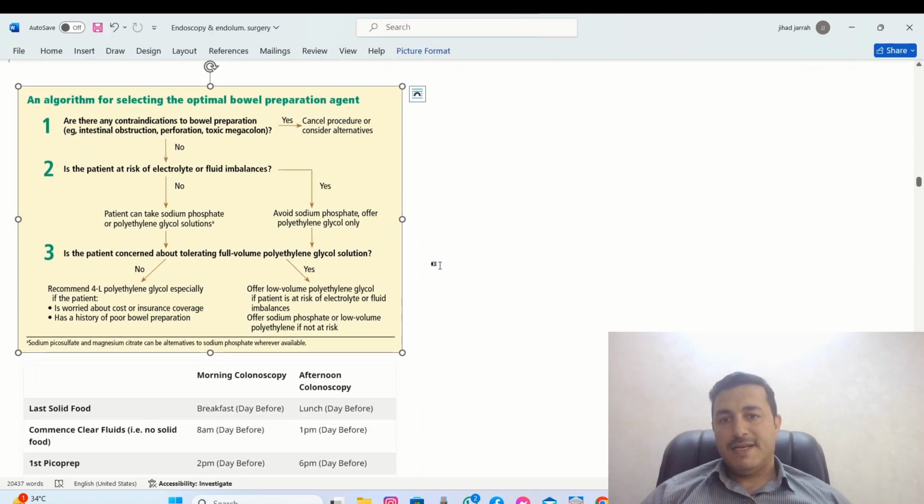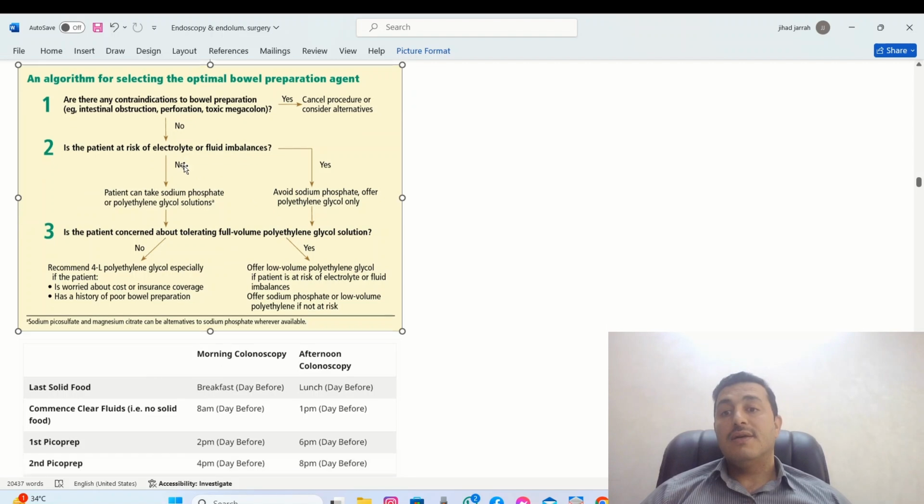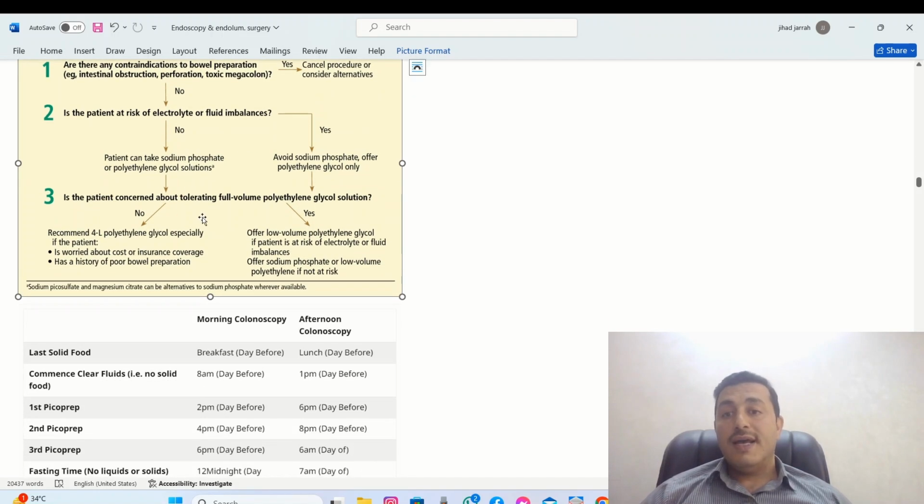I hope it's clear. So question 1, any contraindication to bowel prep? Question 2, any risk of electrolyte or fluid imbalance? Question 3, is there a problem in using full volume polyethylene glycol?